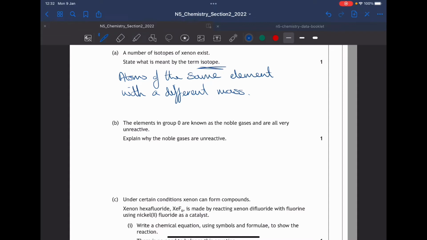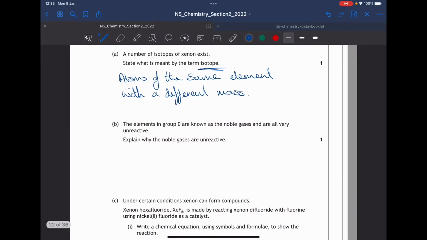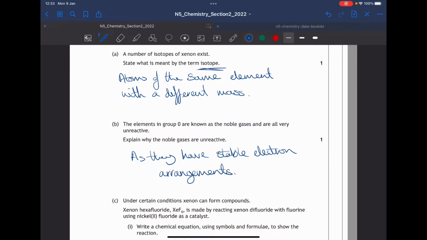So part B, the elements in group 0 are known as the noble gases and are all very unreactive. Explain why the noble gases are unreactive. So that's because they have stable electron arrangements. So elements only react to try and get stable electron arrangements. So if they already have a stable arrangement, they won't react. Remember, a stable electron arrangement is where they've got a full outer shell of electrons.